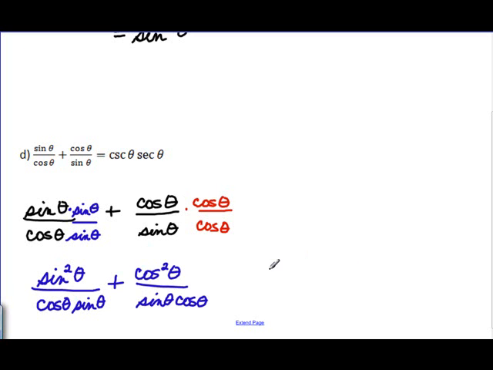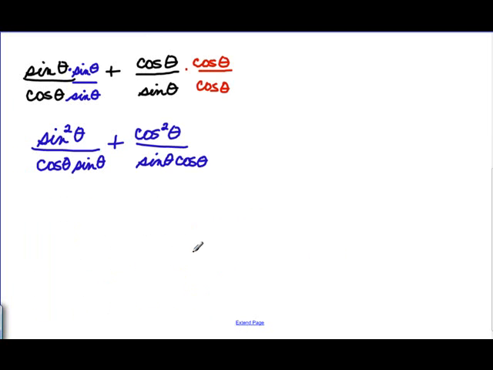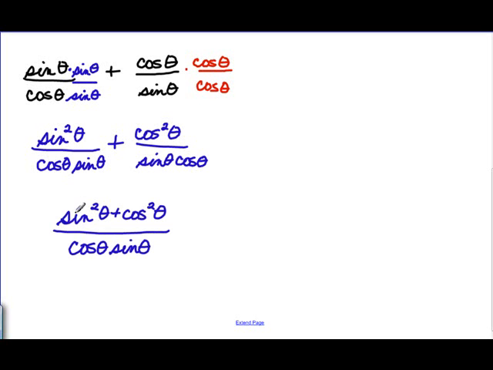So now we have the same denominator, so we can add the numerators to get sine squared theta plus cosine squared theta over cosine theta sine theta. But what do we know about the top? It's one of our identities. Sine squared plus cosine squared is 1. So we have 1 over cosine theta times sine theta.